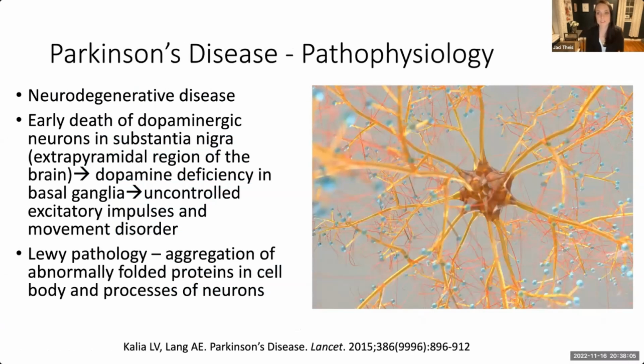Another disease state that has some implications with fixational eye movements is Parkinson's. So Parkinson's also is a neurodegenerative disease, but unlike Huntington's, you get death of dopaminergic neurons in the substantia nigra. And this leads to a dopamine deficiency in the basal ganglia. So again, the basal ganglia is implicated, so you can see some commonalities there. And what happens here, though, unlike in Huntington's, is you're going to get uncontrolled excitatory impulses and movement disorders, so the tremors that we're normally seeing in patients with Parkinson's. And some patients also have Lewy pathology, which means that in addition to the death of dopaminergic neurons, they also have an aggregation of abnormally folded proteins in cell bodies and neurons. So if you see Parkinson's with Lewy body, that's essentially what they mean by that.